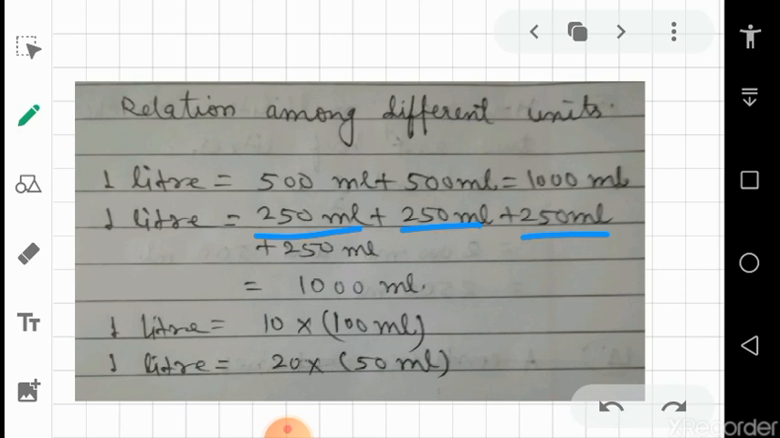So again I repeat this thing, let's see. If there is a 500 ml container, then we'll need 2 containers to make up 1 liter. If we have a 250 ml container, then we need 4 containers to make up 1 liter. If we have a 100 ml container, then we need 10 containers to make up 1 liter. And last one, if we have a 50 ml container, then we'll need 20 containers to make up 1 liter. Okay.